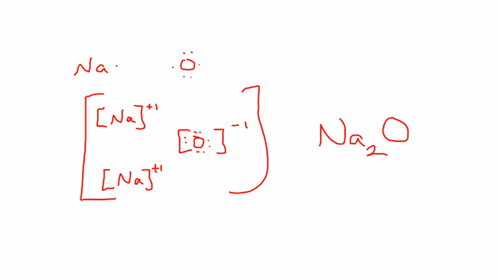Okay, for the last one here that I will do, that's going to be the fifth one, which is aluminum and chlorine. And I'll go ahead and move down here. We've got aluminum, which has 3 valence electrons, and chlorine, which has 7. So this one's going to be a little bit different.